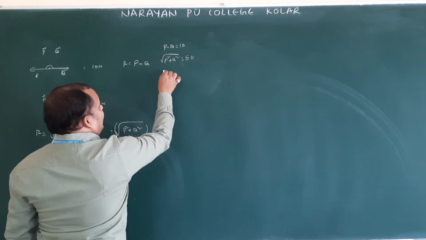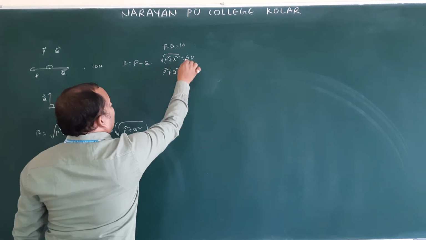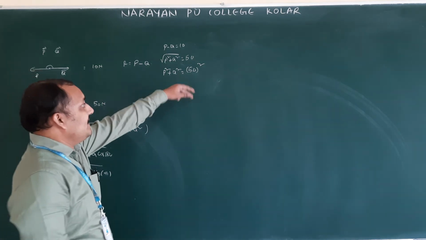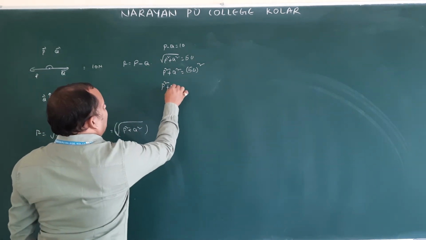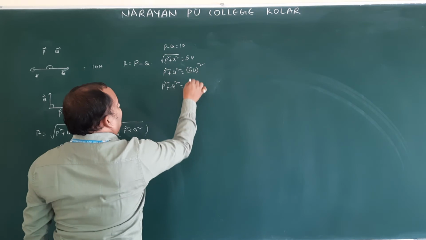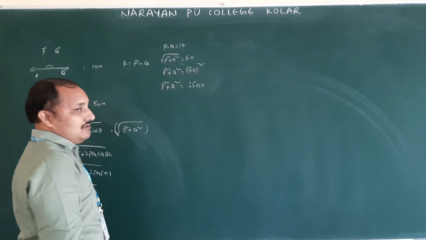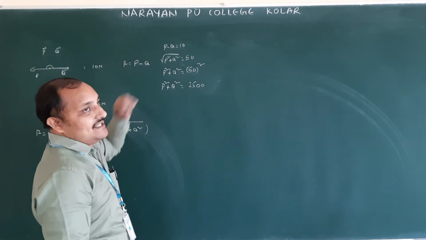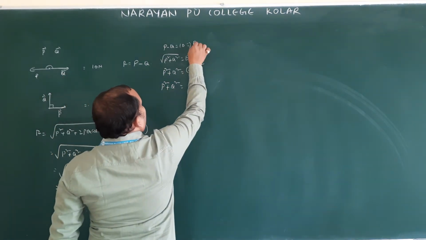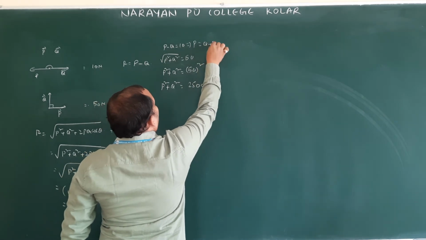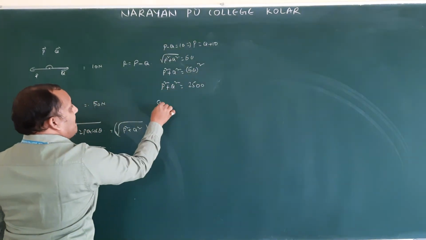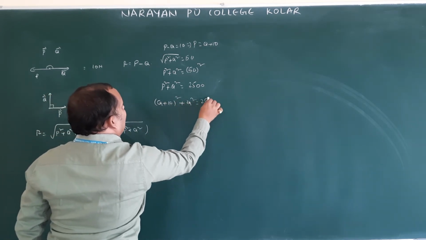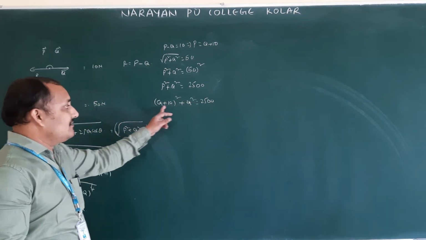So squaring on both sides. P square plus Q square is equal to 50 square. So root will be cancelled. 50 square means how much? P square plus Q square equal to 5 5s are 25, 2 zeros, 2500. Now substitute either Q value or P value from this equation. From this, P is equal to Q plus 10. Substitute: Q plus 10 whole square plus Q square equal to 2500. If you solve this, what will be coming?